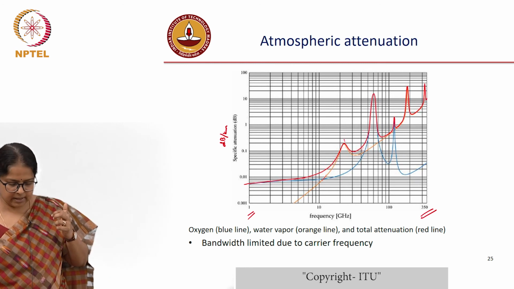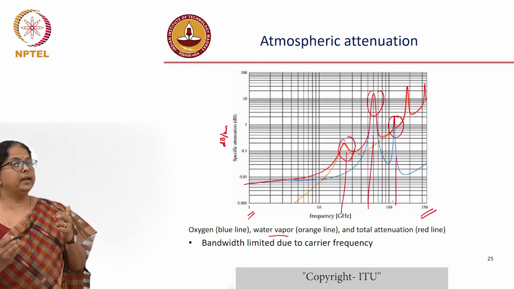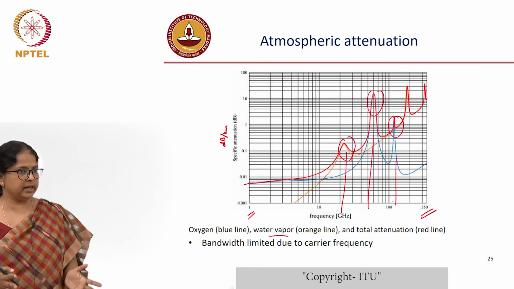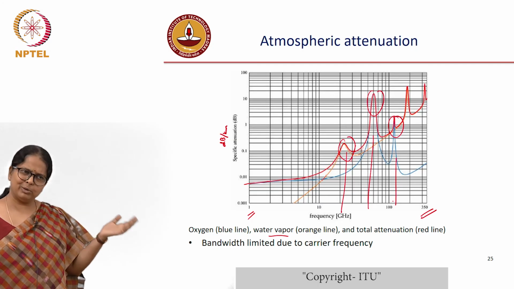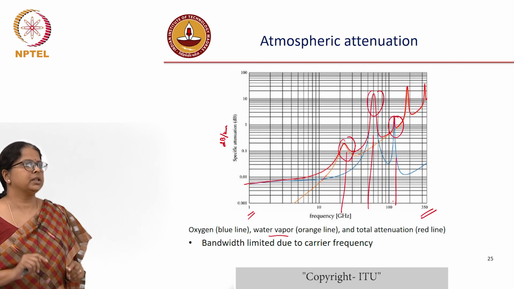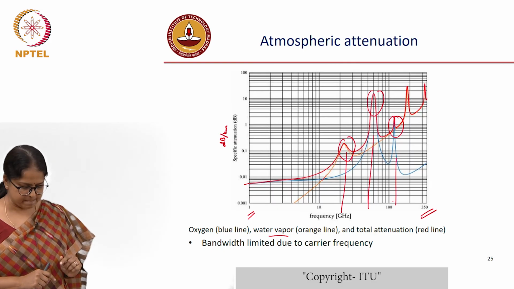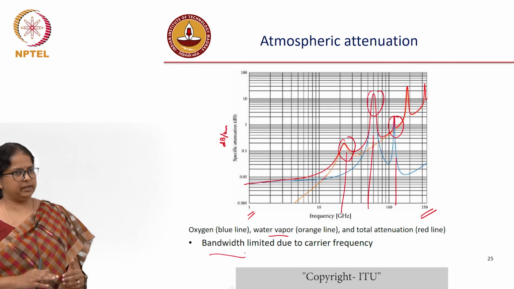So, this orange band corresponds to water vapor, and oxygen is this blue line, right. There are specific ranges you want to avoid when you are trying to use carrier frequencies, because you can't have atmosphere without oxygen, and you can't have atmosphere without water vapor. So you want to avoid those ranges if you were to use these frequencies. But mostly the bandwidth here is limited due to carrier frequency.